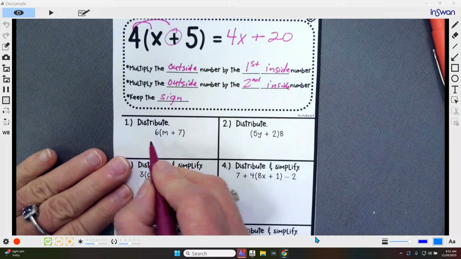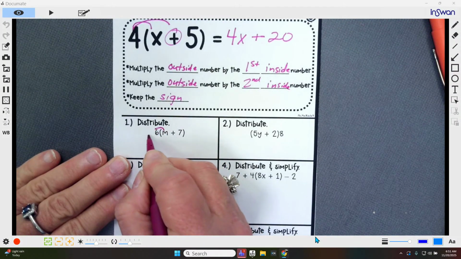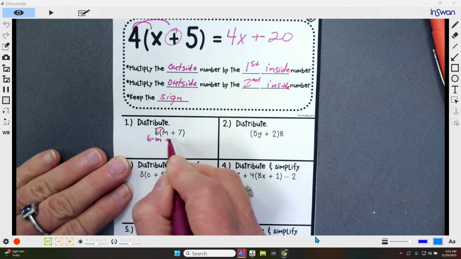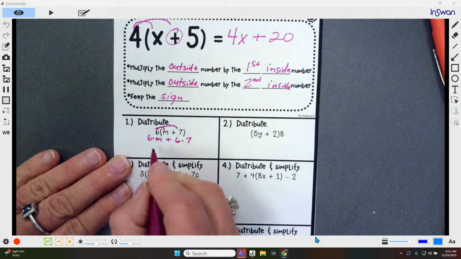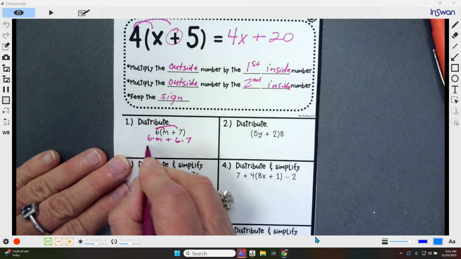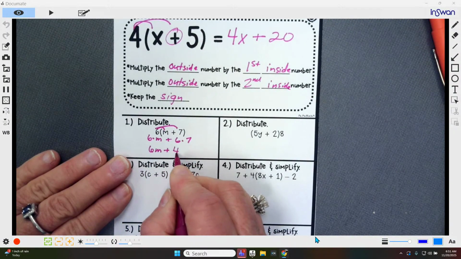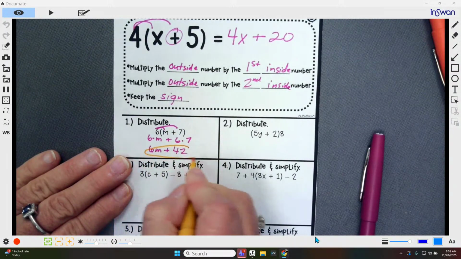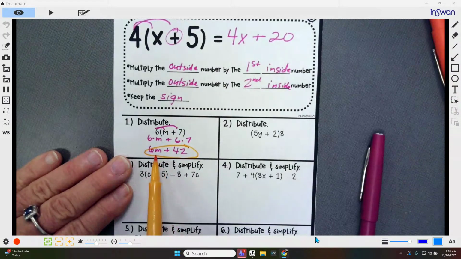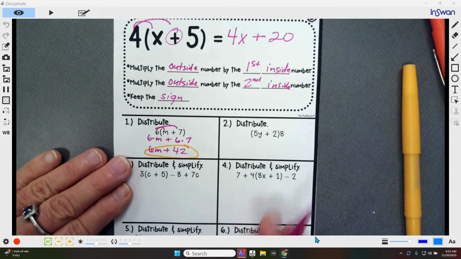When I look at this, to distribute 6 times the quantity of m plus 7, I'm going to multiply 6 times m, plus I'm going to multiply 6 times 7. 6 times m is 6m, plus 6 times 7 is 42, so 6m plus 42, that is your final answer, because 6m is a variable term and 42 is a constant. You can't put those together, so you're done when you get there.